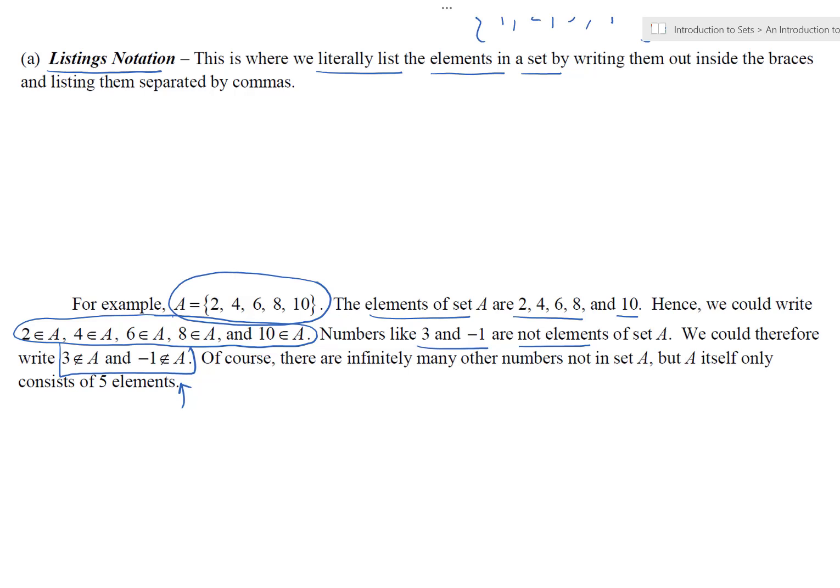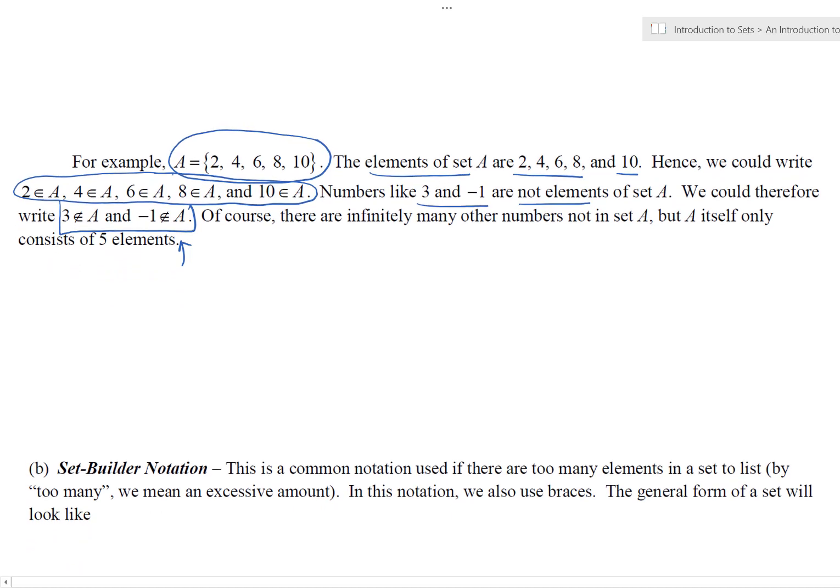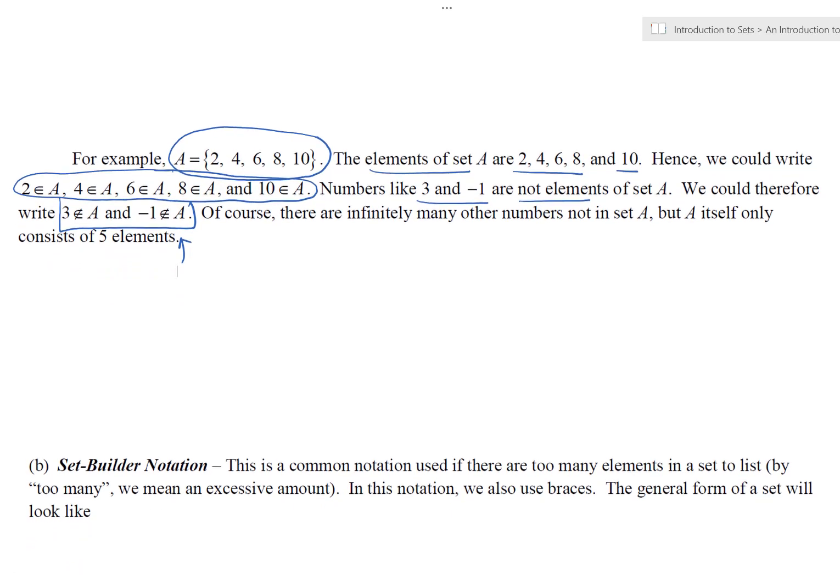So, if you have infinitely many objects in the set, for instance, how would you list them all? Or what if you had 5 billion? We need another notation to help us out in situations like that. It's more convenient in such situations to use what's called set builder notation.